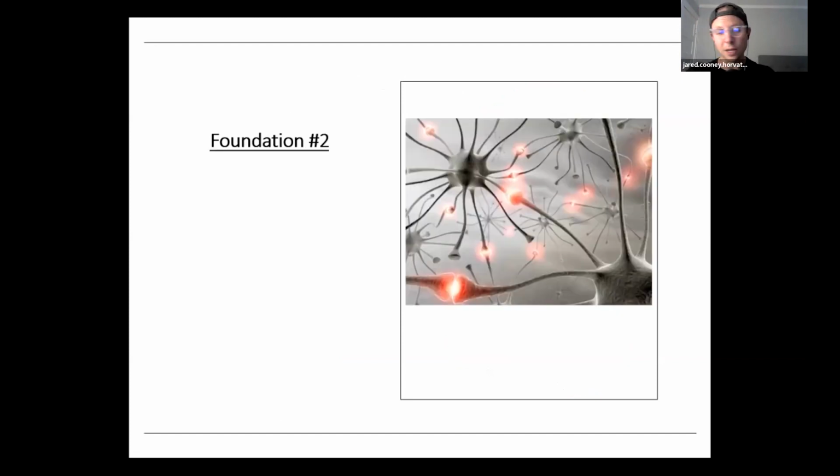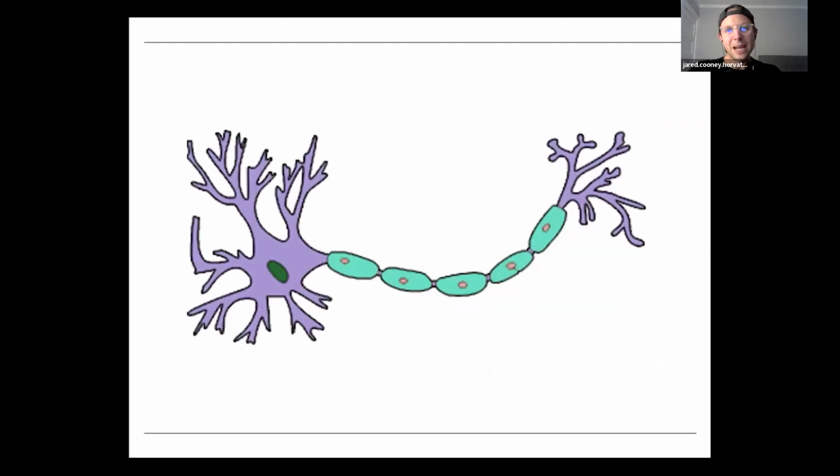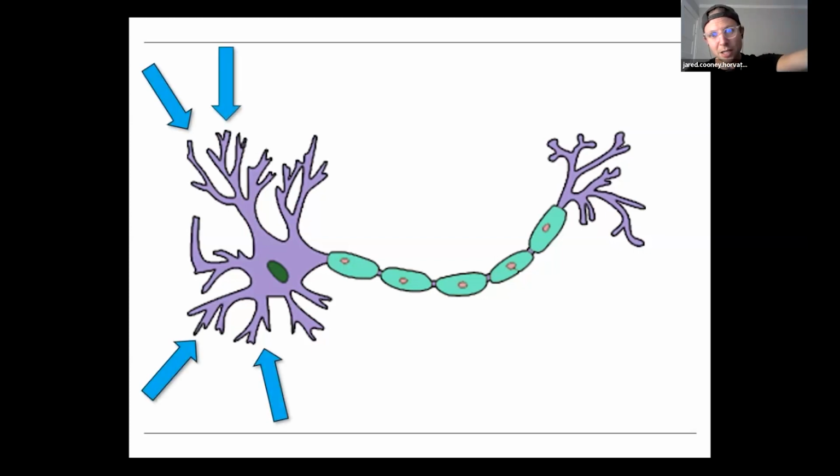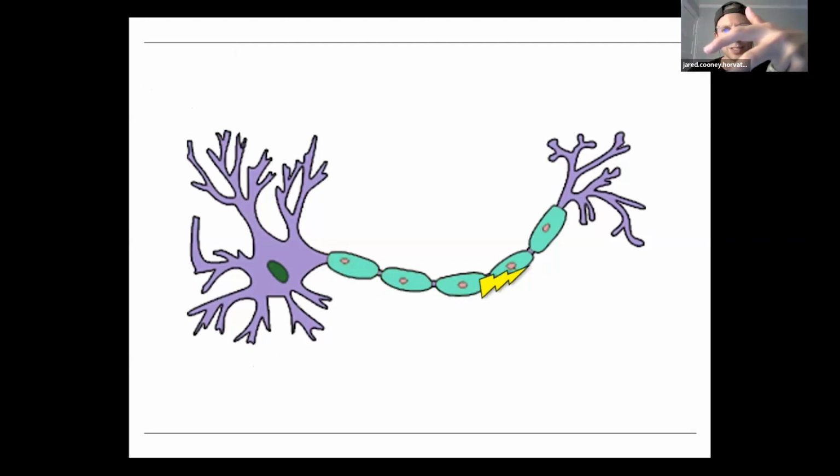Foundation number two then is here. Your brain is made out of neurons. These are specialized cells that make up your brain. Now, neurons only have one job. All they do is they pass messages. So information comes into all these arms here, shoots down that long tube, spits out all these arms here.